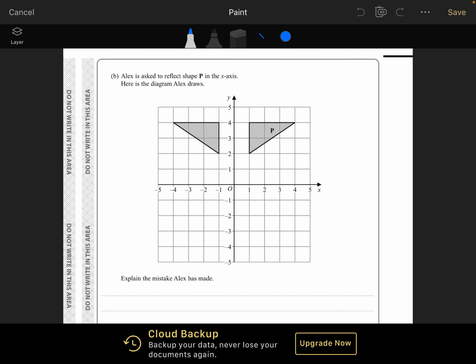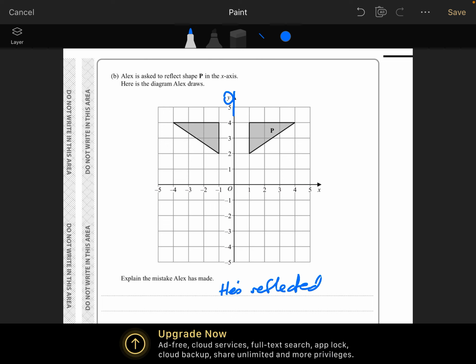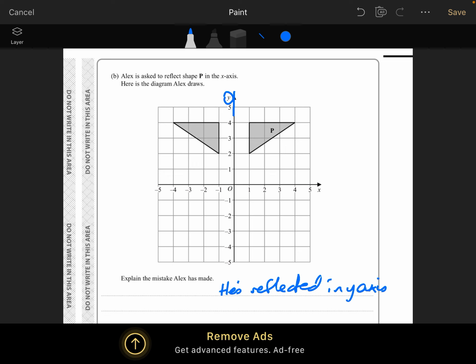Sorry, he's reflected in the vertical axis, which is the y-axis. Okay, so you need to put something like he's reflected in the y-axis, not the x-axis.